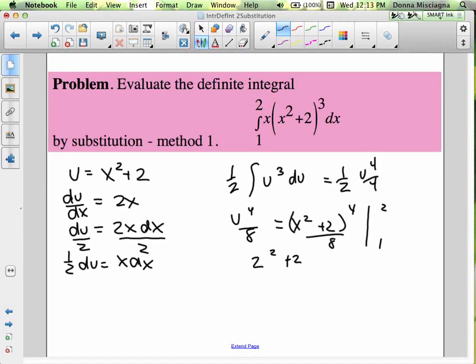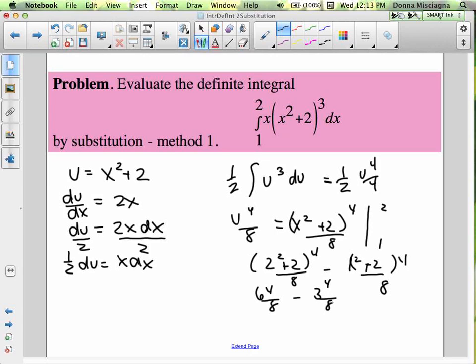2 squared plus 2 to the 4th power. As you can see, orientation's being an issue today. So 2 squared plus 2 to the 4th power divided by 8, minus 1 squared plus 2 to the 4th power divided by 8. Sorry about that. So that'd be 4 plus 2, that'd be 6 to the 4th power divided by 8, minus 3 to the 4th power divided by 8. So this one here is 81/8.